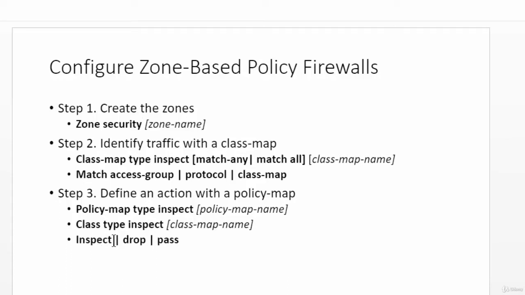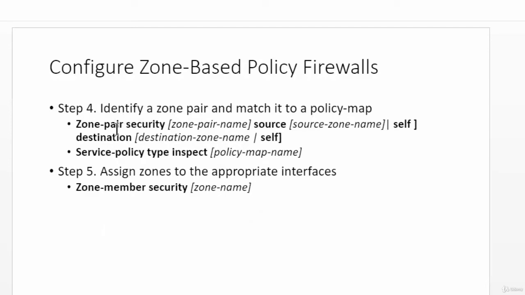For example, if traffic traveling from the private zone to the public zone is inspected, the router maintains connection or session information for TCP and UDP traffic. The router could then permit return traffic sent from public zone hosts in reply to private zone connection requests. Drop means discard unwanted traffic, and pass is a stateless action that allows the router to forward traffic from one zone to another.